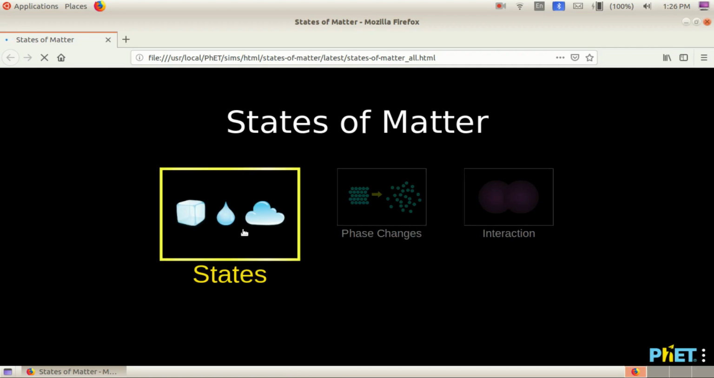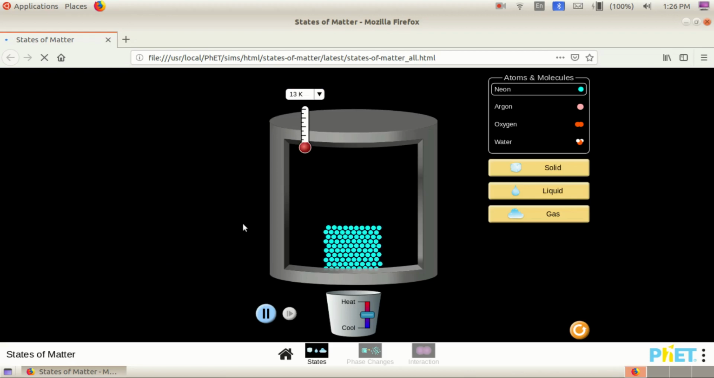Here, states of matter you can see, children. Take it. Okay, this is your textbook, activity 7.1. To change the temperature and to change the states of substances, you can see different boxes and windows here inside it. Which atoms and molecules can you see here, children? Neon, argon, oxygen, water, etc. The different states are solid, liquid, gas.